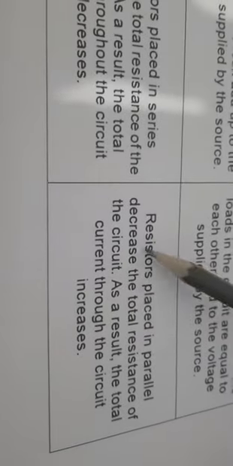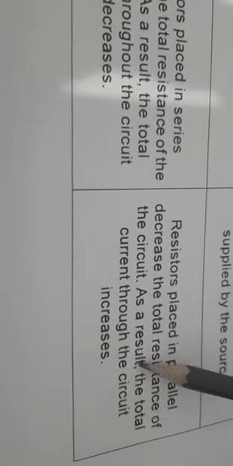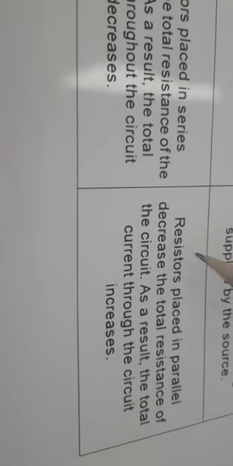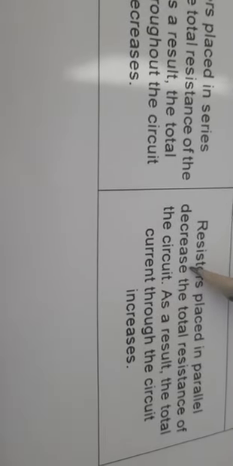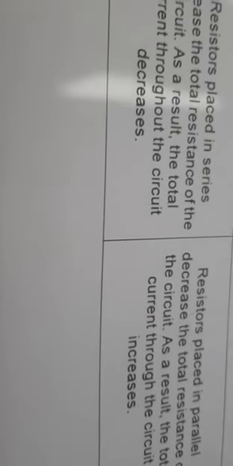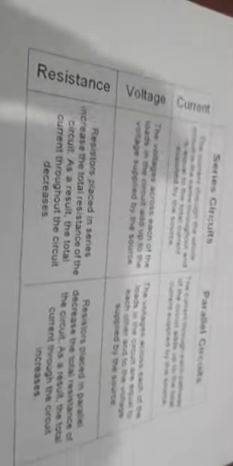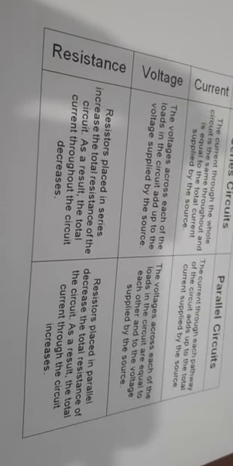The resistors placed in parallel decrease the total resistance of the circuit. So as a result, the total current throughout the circuit increases. As the resistors placed in parallel increase, it will increase the current through the circuit. Can you see the difference? Okay, I'm going to pause there and I'm going to send you a new video explaining the experiment.